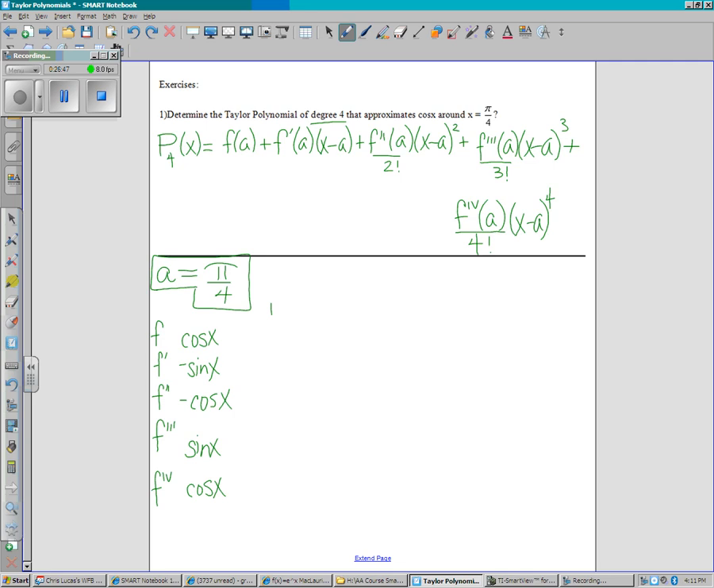Now at pi over 4. Please tell me you remember your trig values. Pi over 4 is this lovely one right here, where the x and y values are equal. So cosine of pi over 4 is root 2 over 2. Negative sine is negative root 2 over 2. Negative cosine is negative root 2 over 2. Sine is root 2 over 2. And cosine is root 2 over 2.